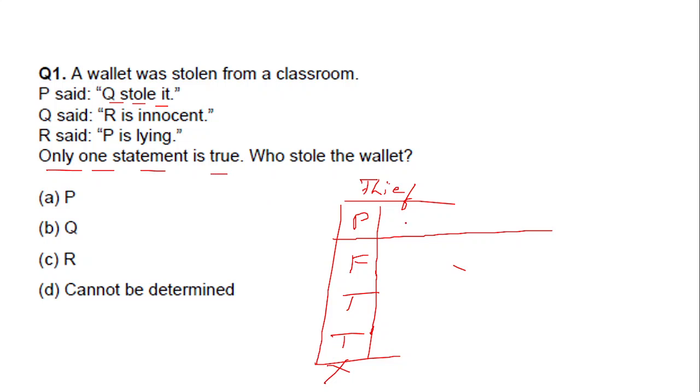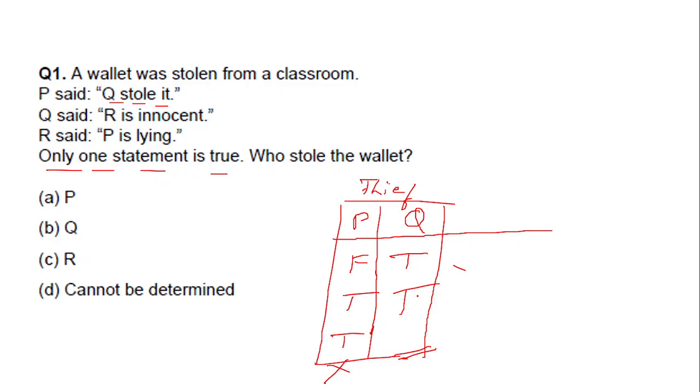Okay. Let us go to the second part now, assuming Q is the thief. We will assume Q is the thief and verify the statements. So first statement is from P, says Q stole it. Correct, because our assumption is Q is the thief. So Q stole it is true. Second statement is from Q, says R is innocent. Yes, of course, if one of them is thief, the other two will be innocent only. So in this case, Q is the thief, so R is innocent. So that is true.